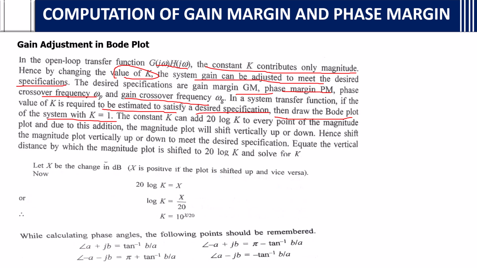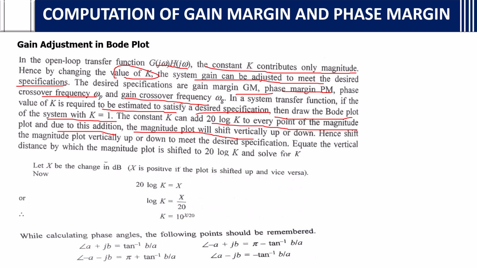You will see in problems that the constant K adds 20 log K to every point of the magnitude plot, and due to this addition, the magnitude plot will shift vertically up or down. Hence shift the magnitude plot vertically up or down to meet the desired specification. Equate the vertical distance by which the magnitude plot is shifted to 20 log K and solve for K.